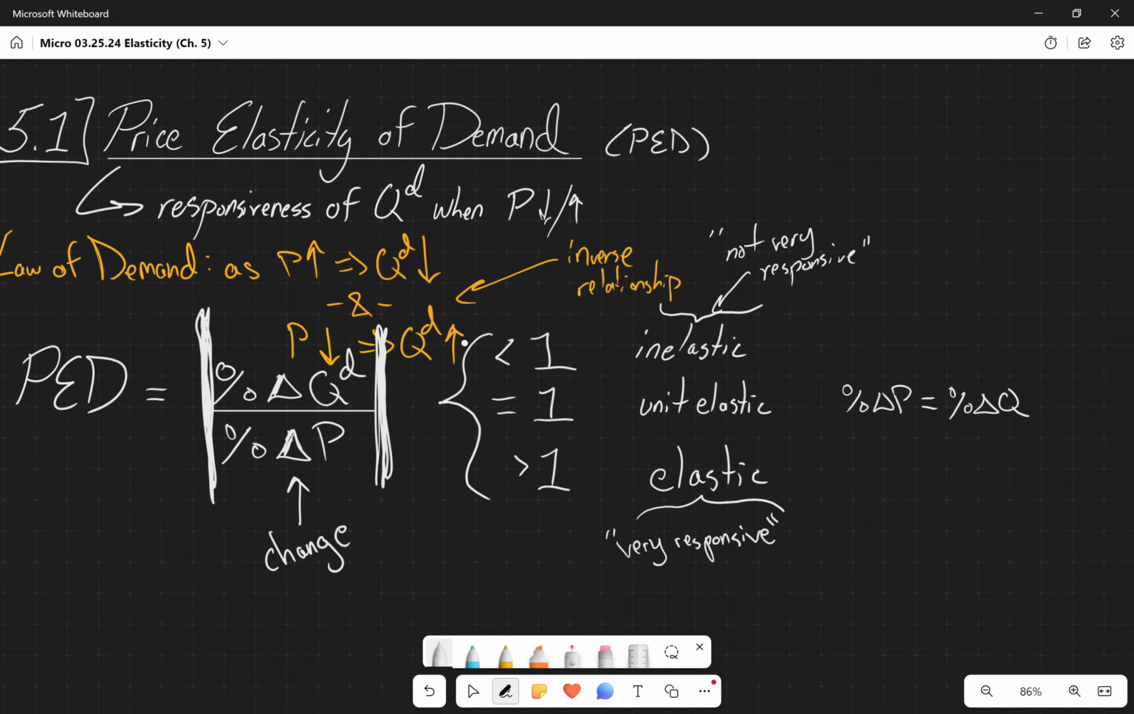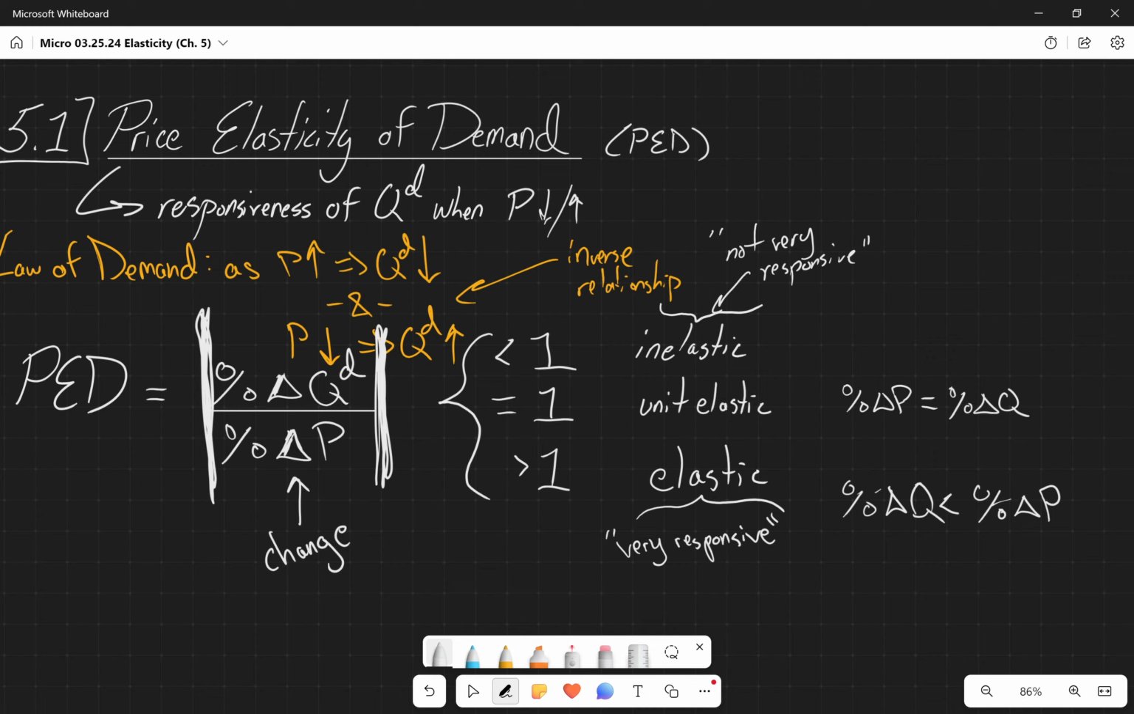So a percentage change in the price: if we increase price by 10%, that means we would have a decrease in the quantity demanded by 10% when it's unit elastic. Now, when it's elastic, that means I have a situation where my change in price is going to be greater than my change in quantity.